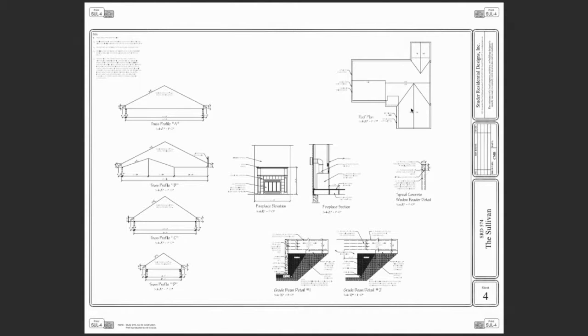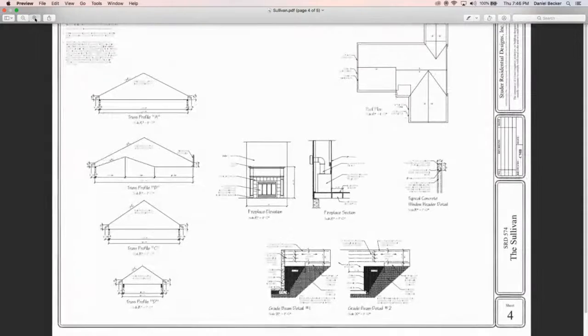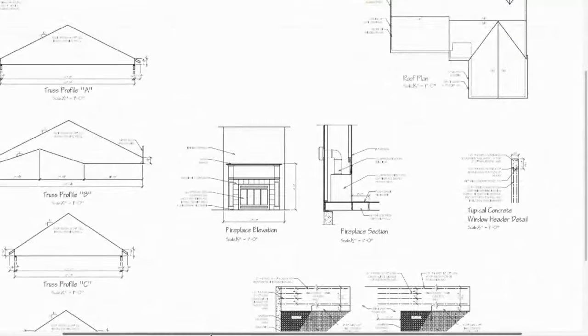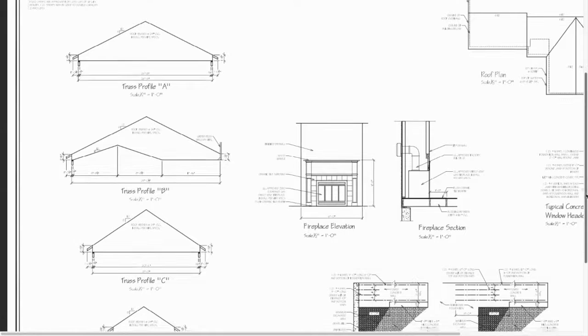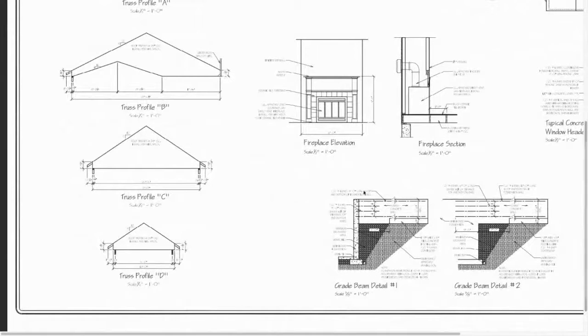Yeah, 6 and 12 would be the slope or pitch of the roof. That is correct, Nick. You see the main roof has a 6 and 12 pitch. This truss profile C, which I'm guessing is the garage, has a more steeply pitched roof, as does this guy here.